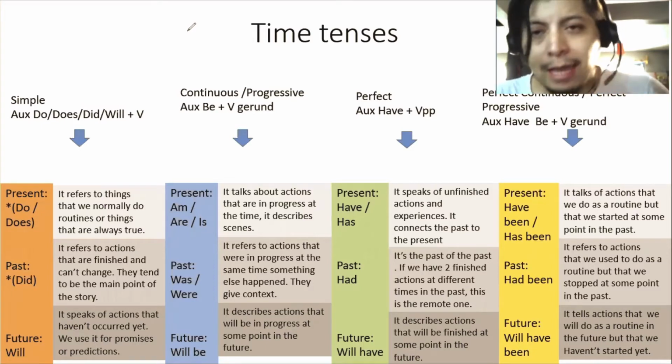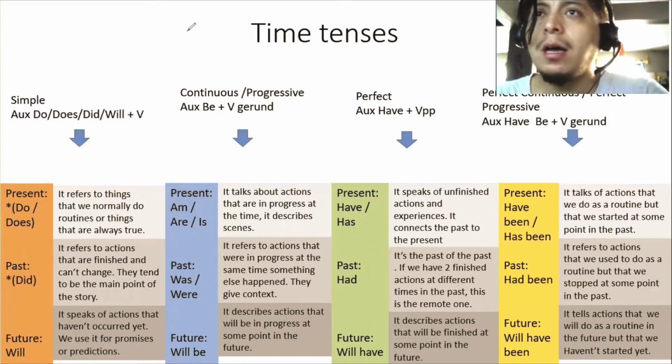And in the last class, we finished checking time tenses. We were checking all the time tenses that we have. We were checking the simple present, the simple past, the simple future, the continuous time tenses, the perfect time tenses, and the perfect continuous time tenses.